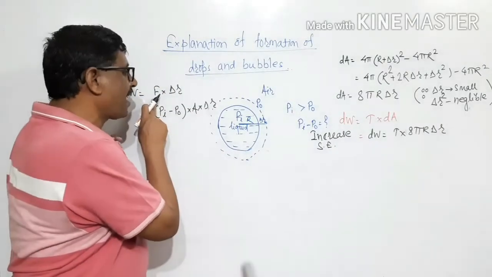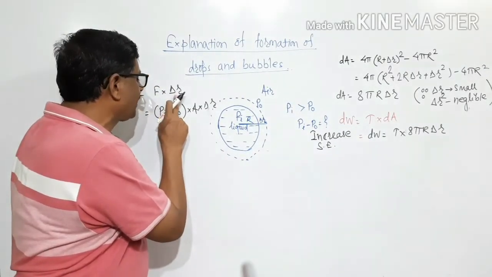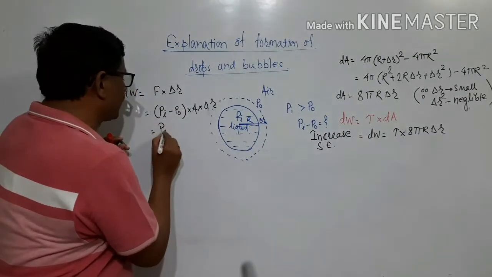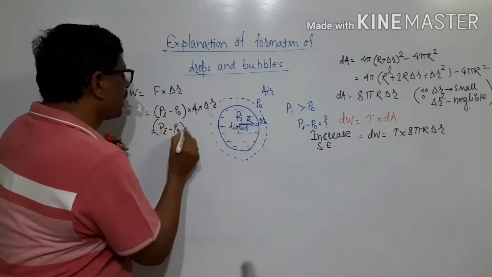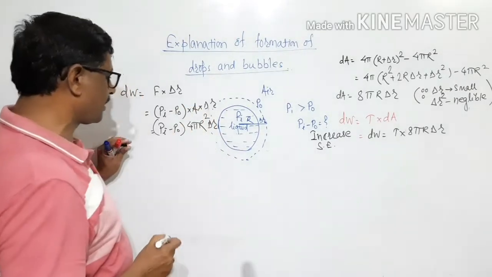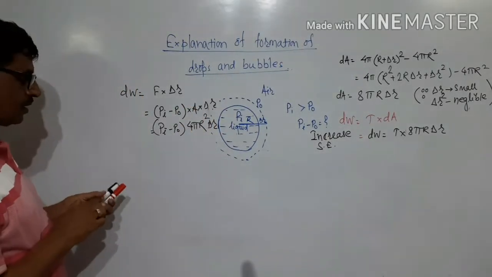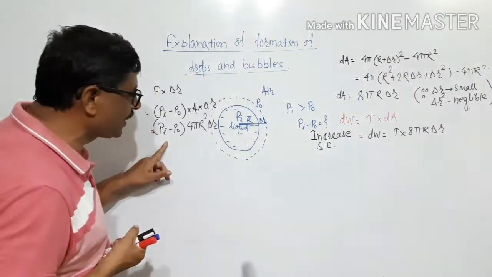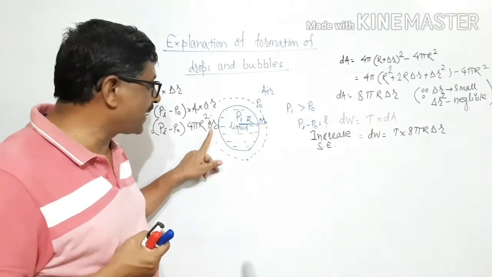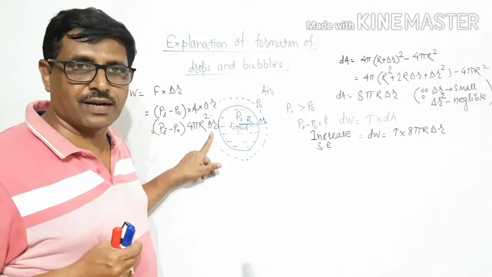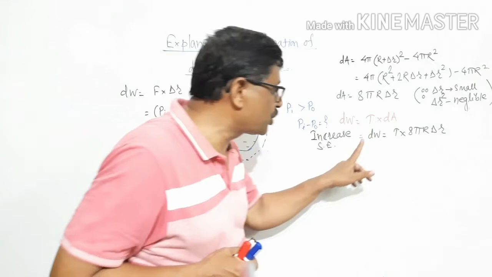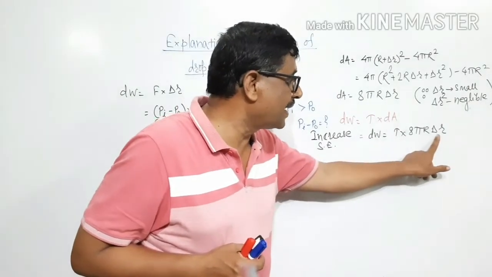Therefore, the work required to increase the radius by delta R is this excess of pressure into area into delta R, and it comes out to be equal to Pi minus Po into area, which is 4 pi r square, into delta R. This much is the mechanical work done to increase the radius by delta r.